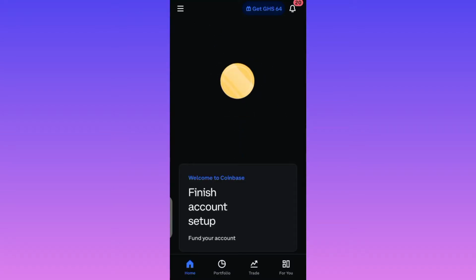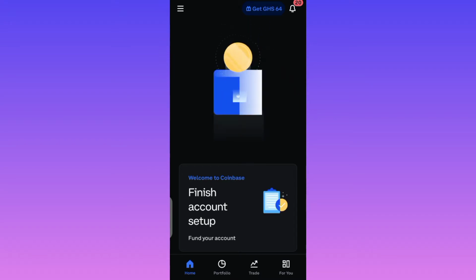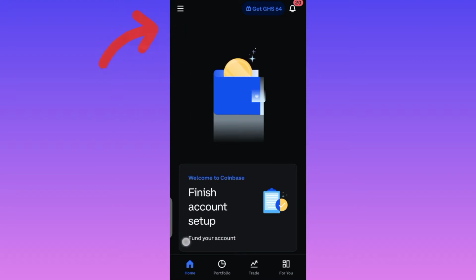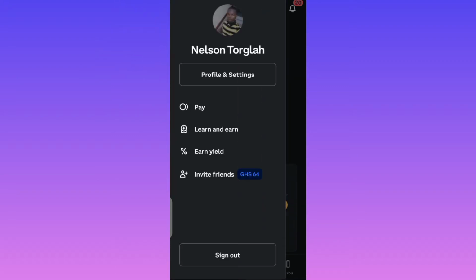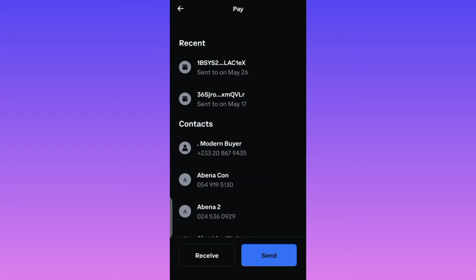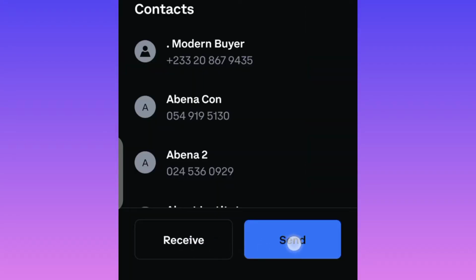So once you open your app, it's going to bring you to this page. And once you come to this page, go straight to the three icons here, the menu bar. Tap on that and go straight to pay. All right, so once you go to pay, it's going to bring you here. So check down here. Down here, you are going to see receive and send.